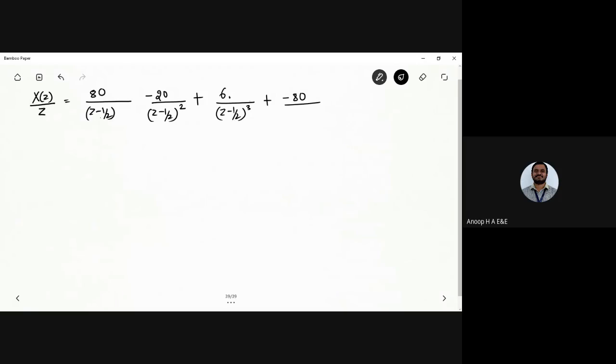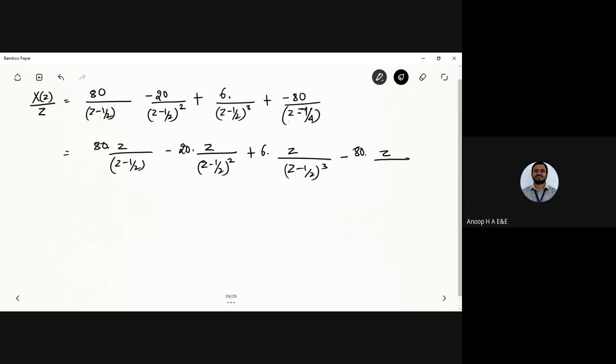So 80 into z divided by z minus 1 by 2, minus 20 into z divided by z minus 1 by 2 squared, plus 6 z divided by z minus 1 by 2 a cube, minus 80 into z divided by z minus 1 by 4. So I have 80 into 1 by 2 power n u of n, minus 20. This one is quite simple, which is 1 by 2 power n u of n, and it should be multiplied by n, plus 6.